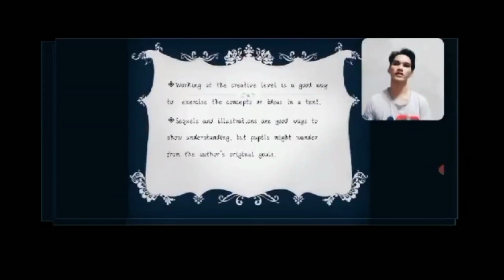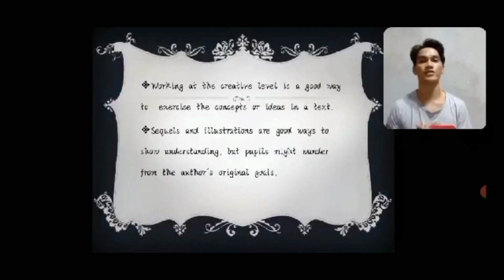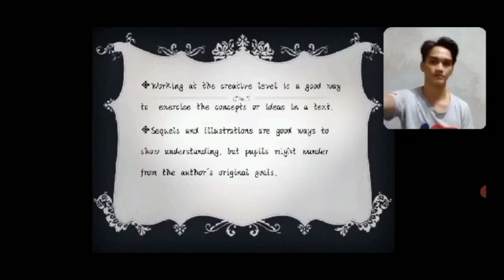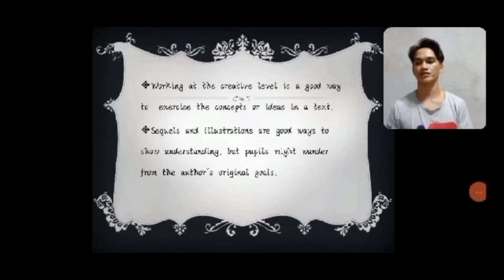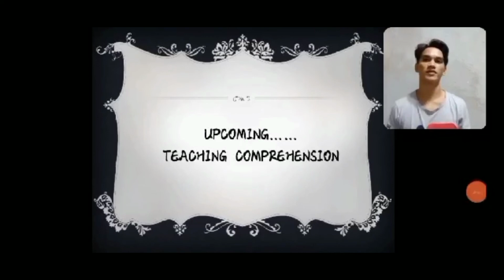So, working at the creative level is a good way to exercise concepts or ideas in a text. Sequels and illustrations are good ways to show understanding, but pupils might wander from the author's original goals. Regardless, pupils who can respond to questions or participate in activities at the creative level reach a very high degree of comprehension. The next reporter will be discussing teaching comprehension.